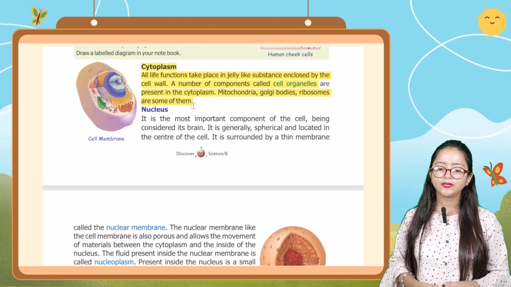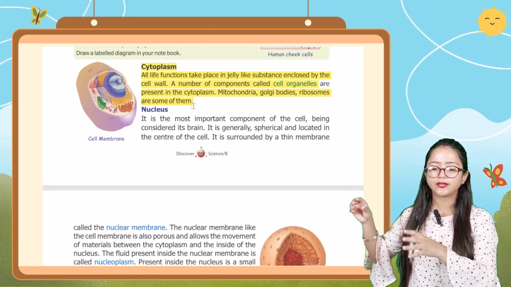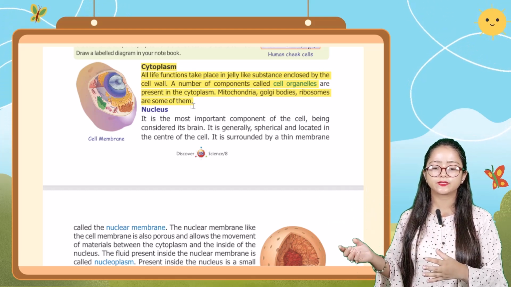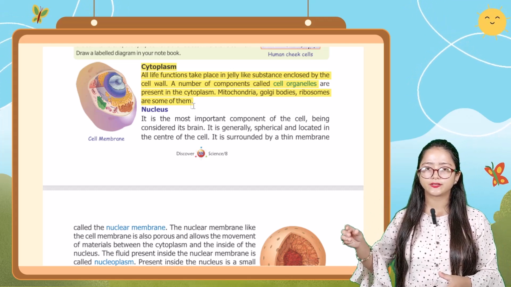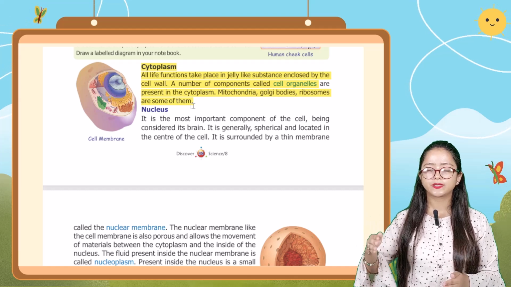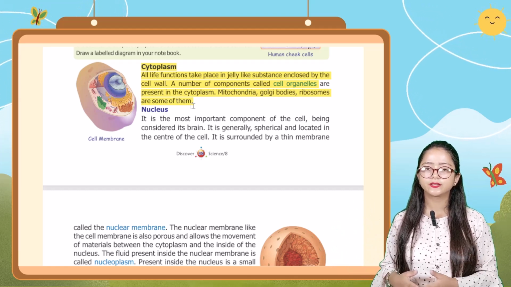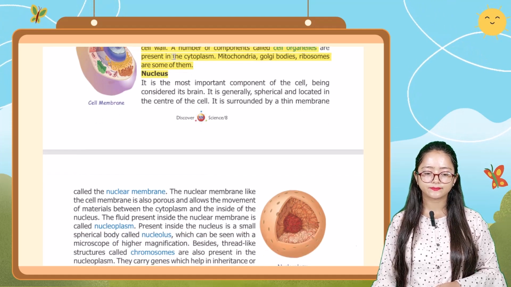So basically, all life functions take place in this jelly-like substance, which is enclosed by the cell wall, and that jelly-like substance is known as the cytoplasm. A number of components called cell organelles are present inside this cytoplasm, and they are mitochondria, Golgi bodies, and ribosomes. The next one is the nucleus.